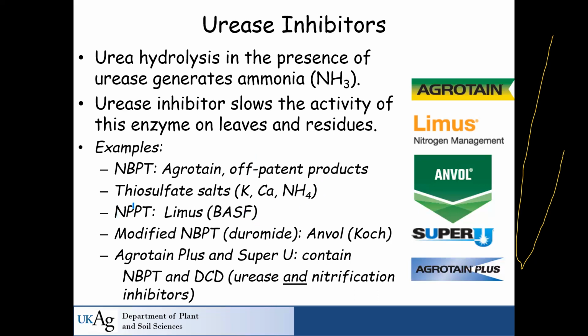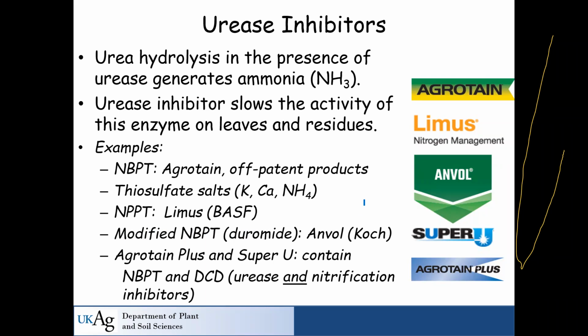There's a product that's analogous to NBPT. It's called NPPT. It's marketed as Limus by BASF. It's a reasonably good product. It is not as widely available because, frankly, BASF has not pushed it. There's a new modified NBPT that is under patent. It's a duramide. It's called Anvil, and it's marketed by Koch. And it is a good product. I've actually done research with it.